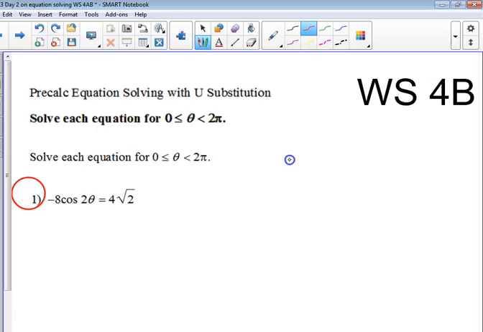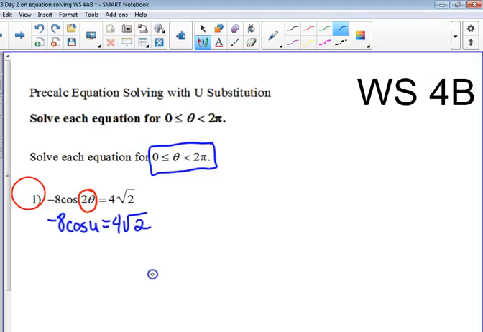Deal? All right. Now, this is a 2 theta in here. So that's going to be our downfall. Besides the fact that it just looks ugly to begin with. So we're going to have to do a U substitution. We also eventually want the answers only between 0 and 2 pi. But we're going to start off by pretending we want all the answers, and then we'll worry about this. All right, so ignoring the 2 theta, I'm just going to call that U for a minute.